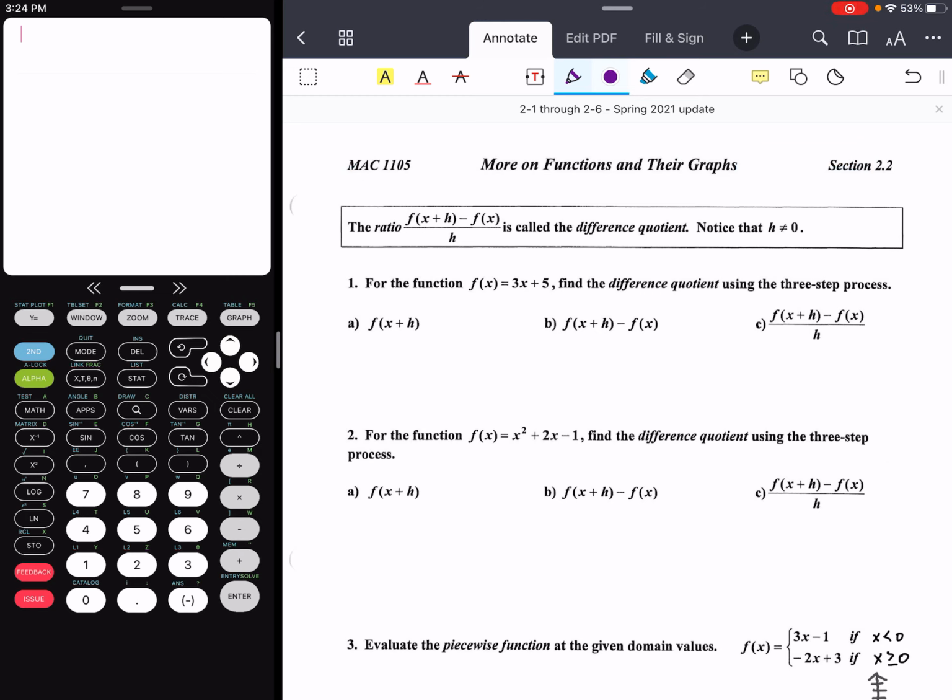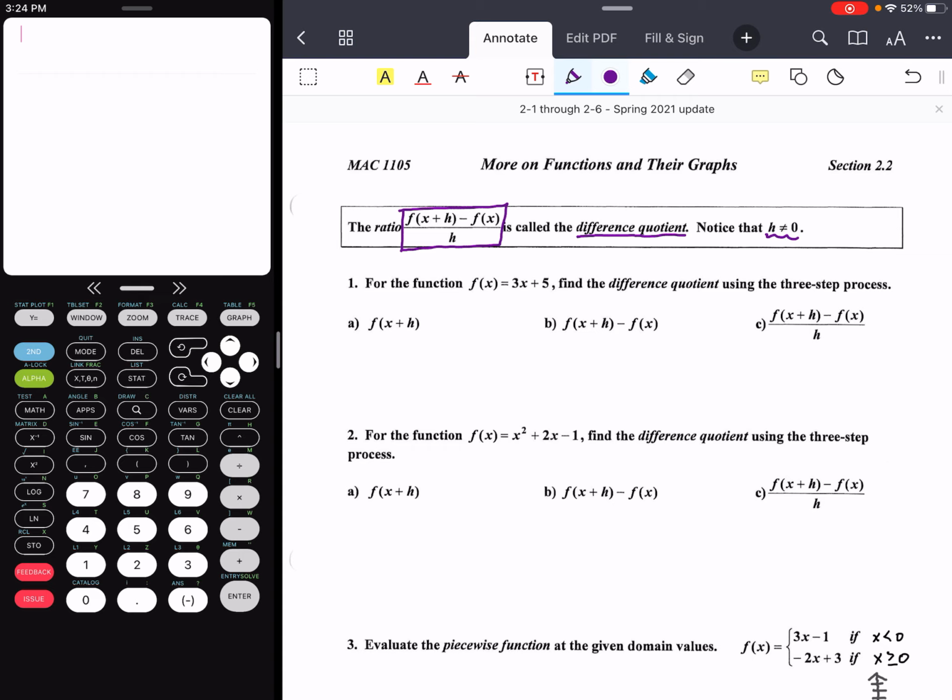So in this section, it's kind of a hodgepodge a little bit, but the first thing that we're going to talk about is something called a difference quotient. Whenever you're asked about finding the difference quotient for a given function, that means you're being asked to find this ratio, f of x plus h minus f of x divided by h. And notice that for that ratio, h can't equal 0, because you can't divide by 0.